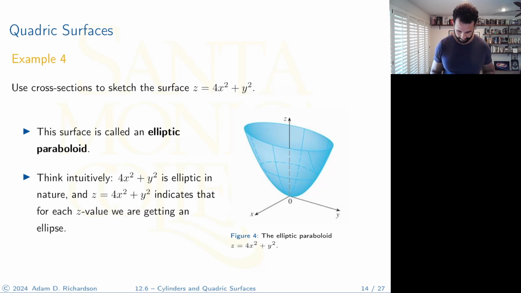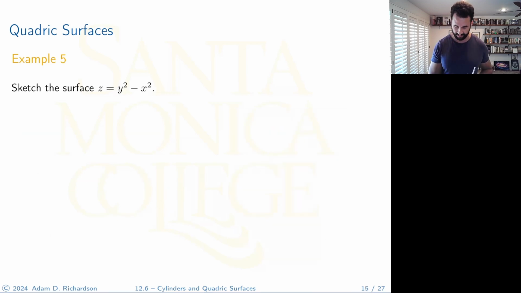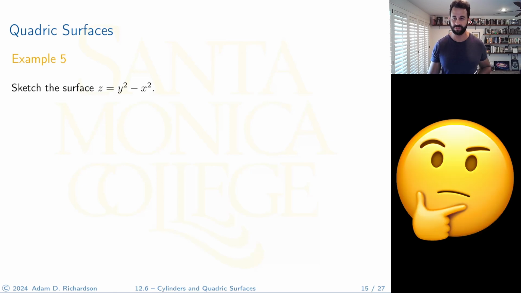Right. Okay. How about this one? So this is another one I want you to try. This one's a little bit funky, but a little bit fun too. So think about this one. How would you start this one? What do you think it's going to look like?